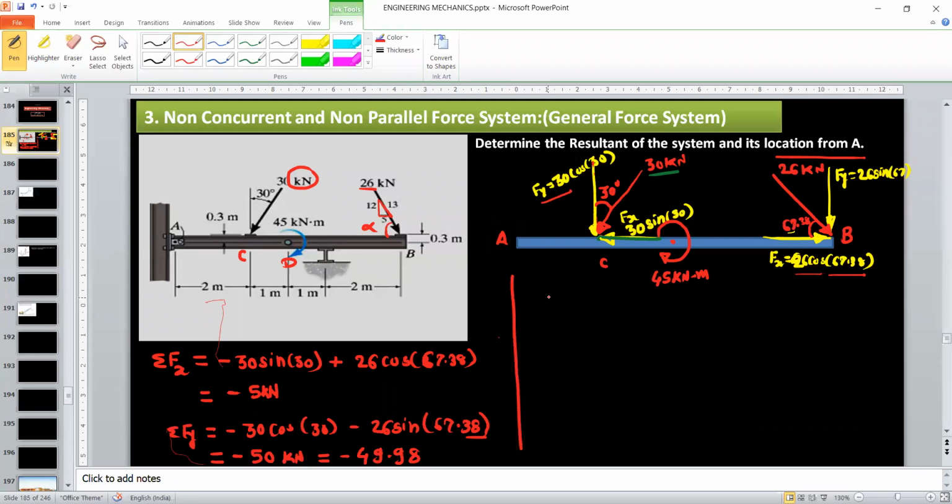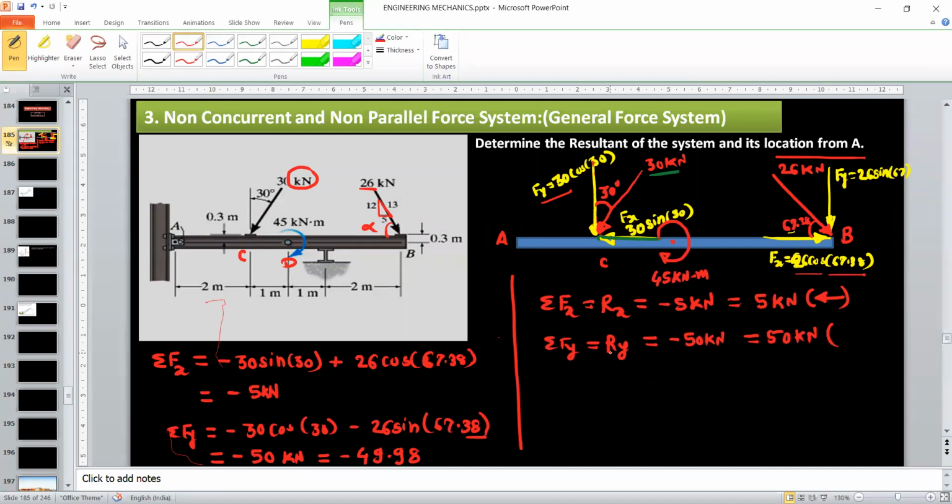Summation Fx is nothing but the x component of the resultant, equal to minus 5 kilonewton. What is the meaning of minus 5 kilonewton? The magnitude of the force is 5 kilonewton and the direction is towards negative x direction. Then summation Fy, which is nothing but the y component of the resultant, is minus 50 kilonewton. That means the magnitude is 50 kilonewton and it is towards negative y direction.